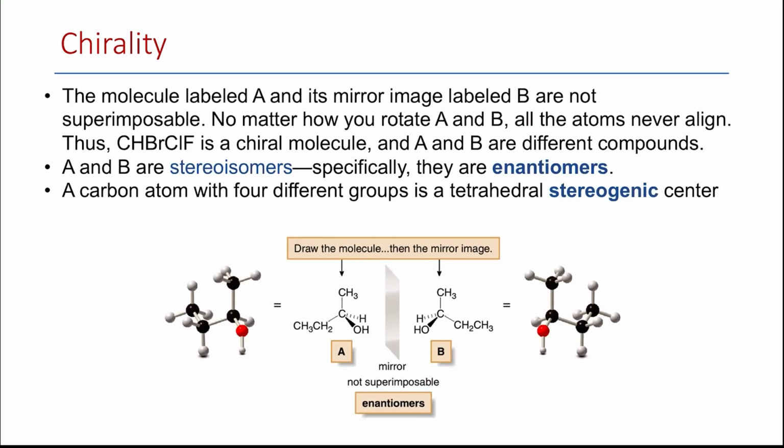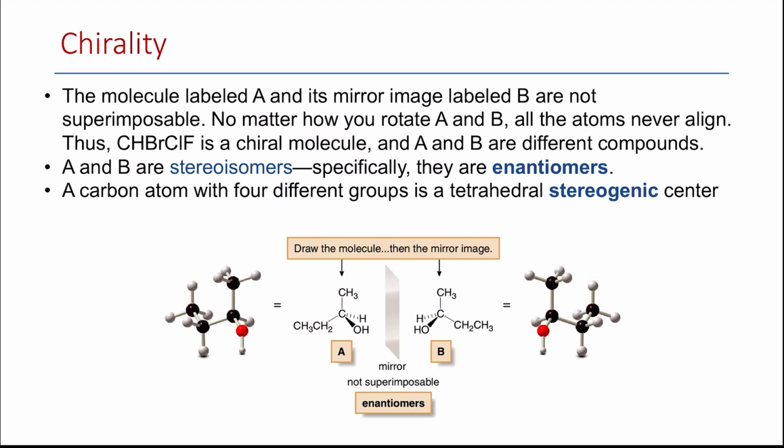So how can we decide the chirality? Do we have every time to draw the molecule and its mirror image and decide, or to have a model and then play with that model to decide whether or not the molecule is chiral? Of course we don't. There is a very simple rule here.